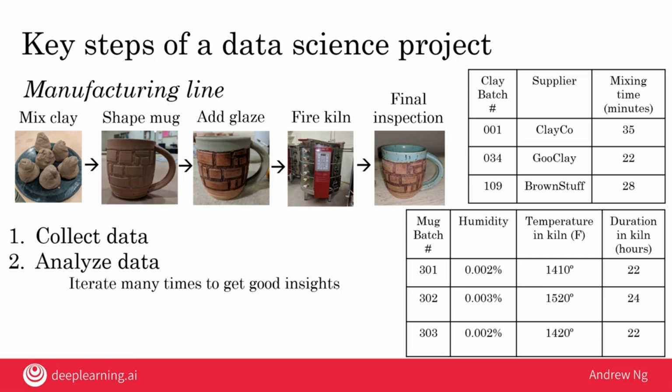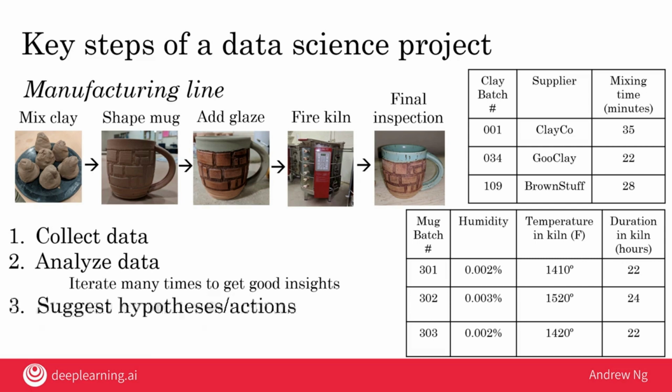Given all this data, you would then ask the data science team to analyze the data, and they would, as before, iterate many times to get good insights. And so they might find out, for example, that whenever the humidity is too low and the kiln temperature is too hot, the mug cracks, or they may find out that because it's warmer in the afternoon, you need to adjust the humidity and the temperature depending on the time of day.